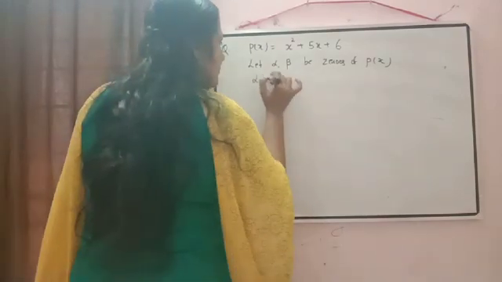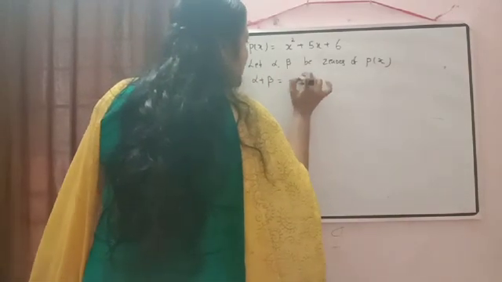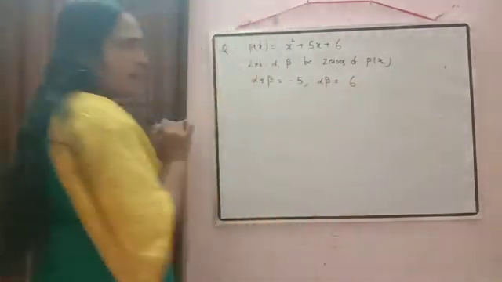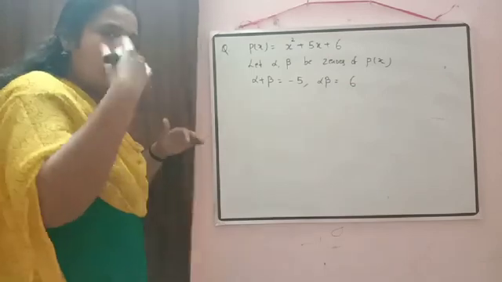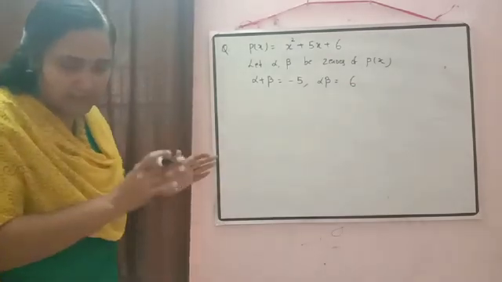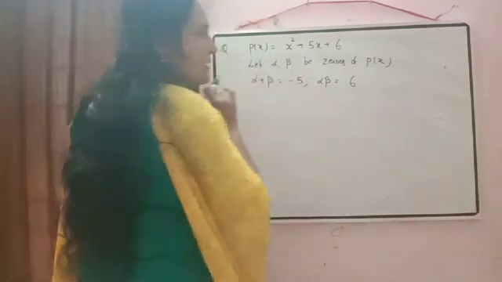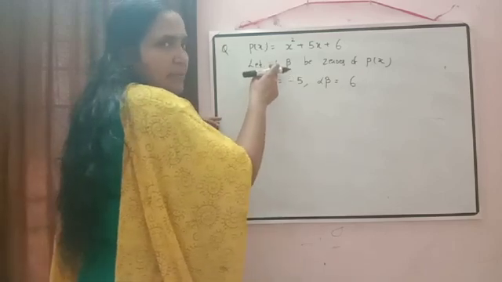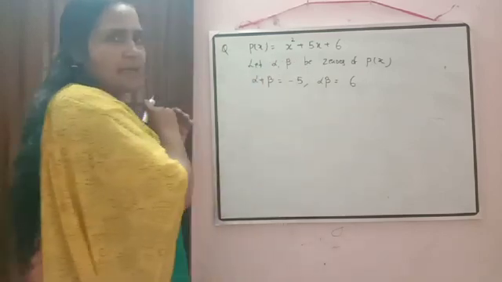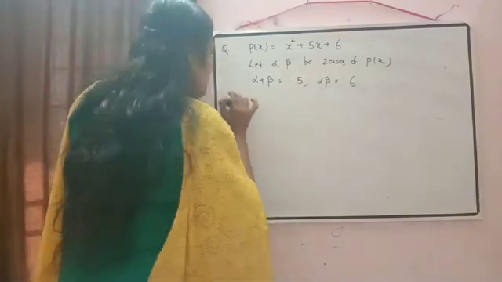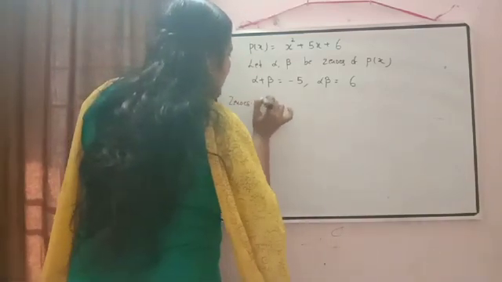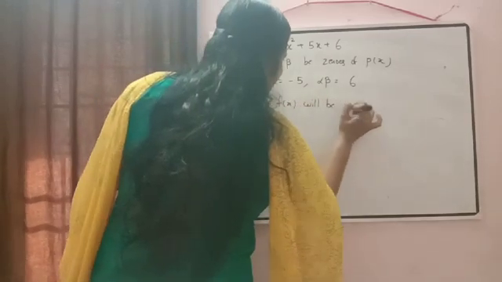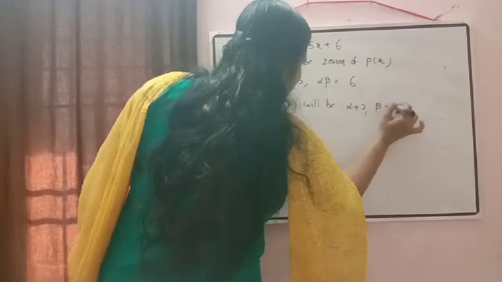So what will come according to the formula? Alpha plus beta will be equal to minus b by a, and alpha beta will be equal to c by a, which will be equal to 6. Now we have to frame another polynomial whose zeros are greater than these zeros by 2. So what will be the zeros of that polynomial? One zero will be alpha plus 2 and the other one will be beta plus 2. So write down there, zeros of our required polynomial f of x will be alpha plus 2 and beta plus 2.